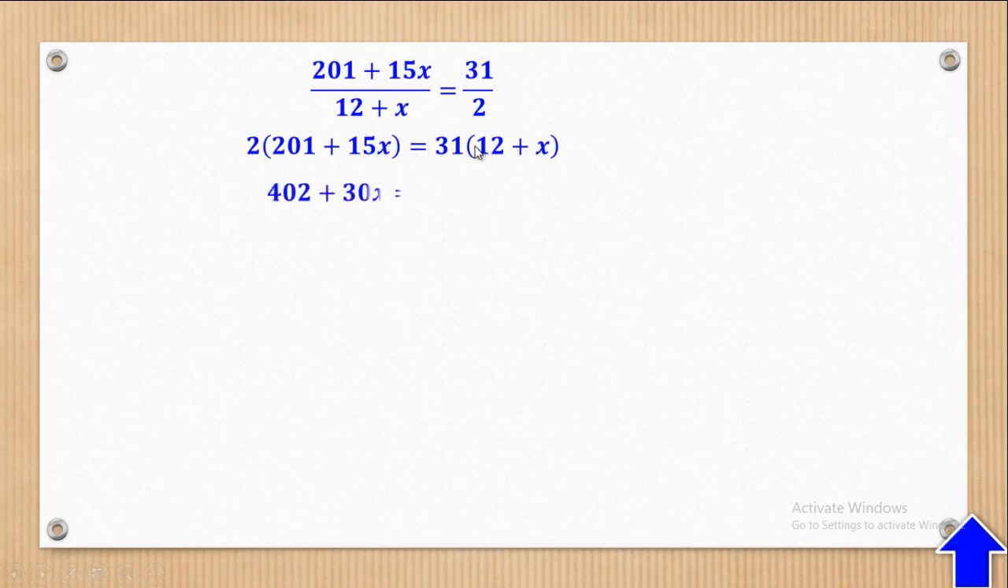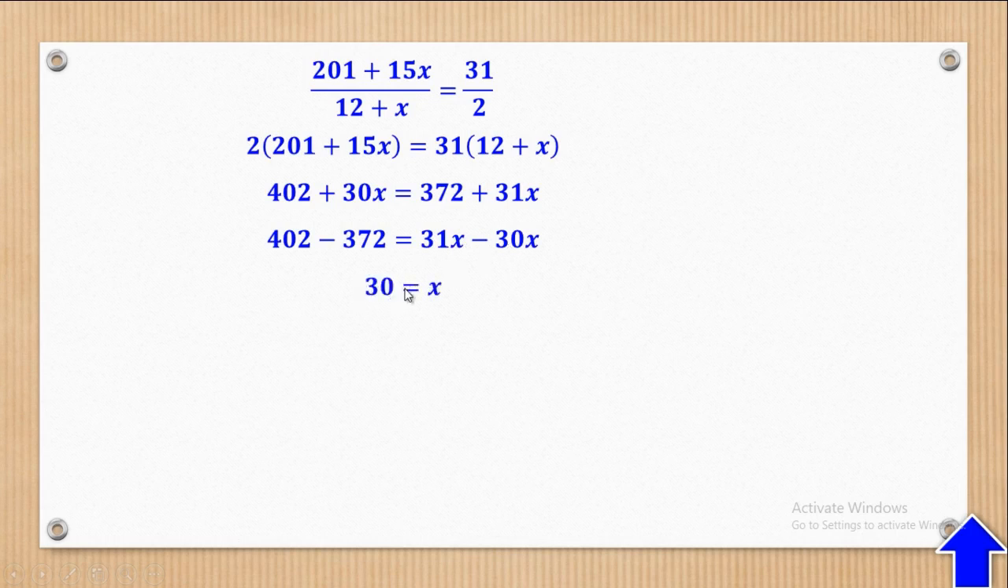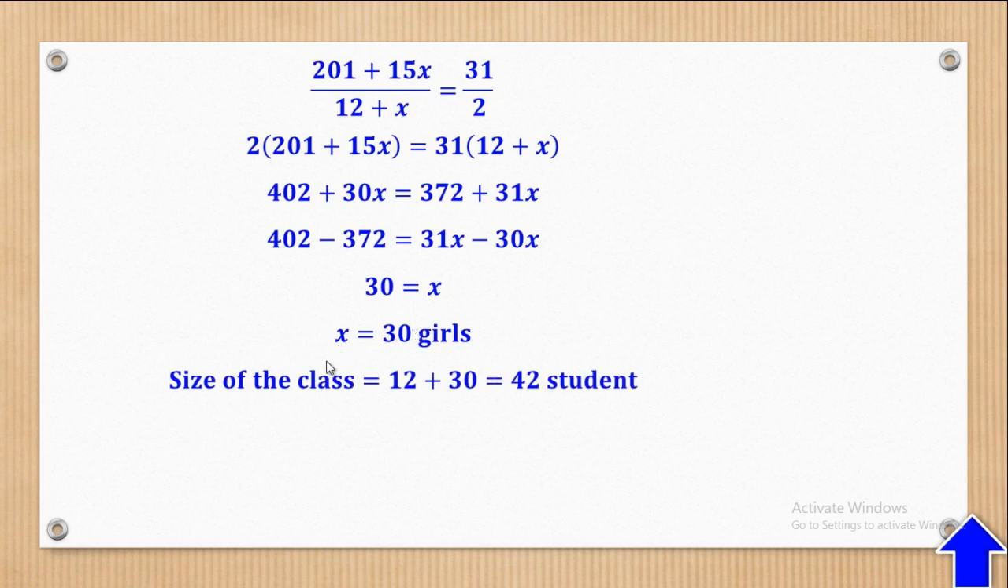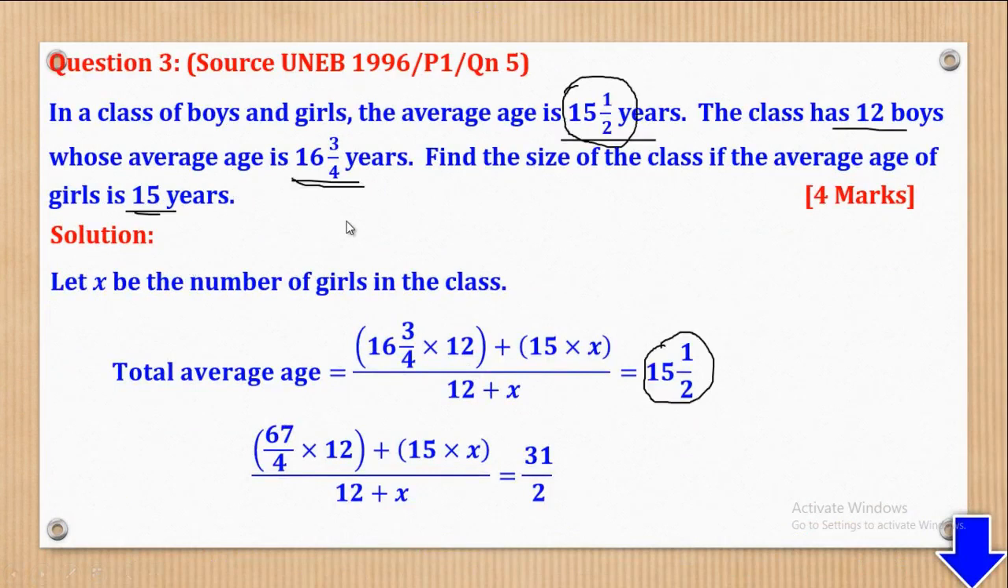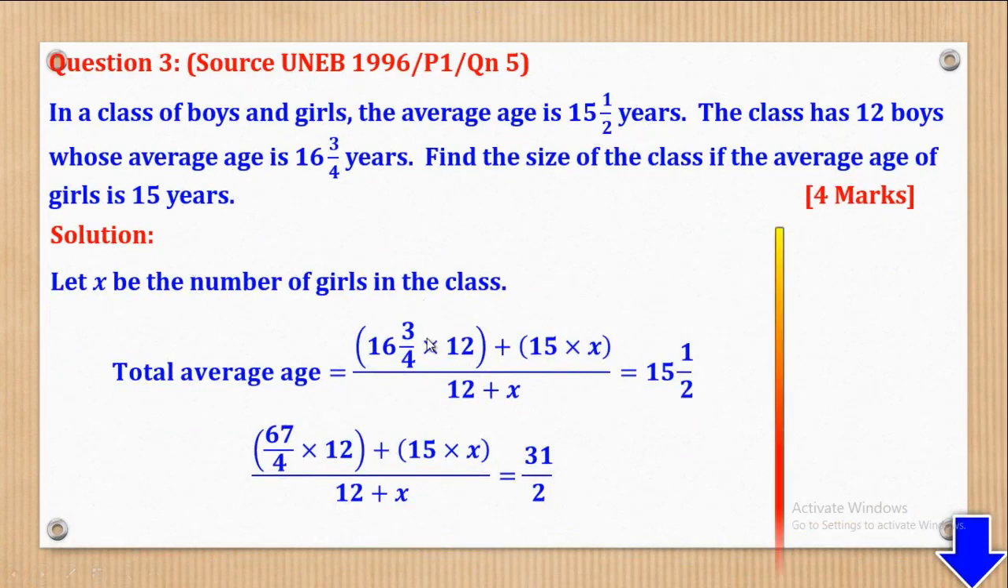So 2 will be multiplied by this, and that one multiplied by 12 plus x. When I open brackets, I'll come up with 402 plus 30x equal to 372 plus 31x. And when I collect like terms, I'll come up with 402 minus 372 equal to 31x minus 30x. In the end, I'll come up with 30 being equal to x. Therefore, the number of girls in the class is 30. But they wanted the total size of the class, so it will be 12 boys plus 30 girls to give you 42 students. So basically that's what they wanted, and now let's see how marks can be awarded.